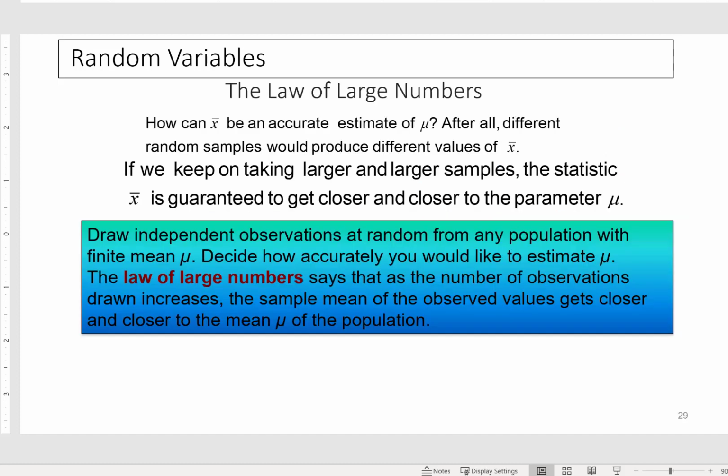How can X bar be an accurate estimate of mu? How is that possible? Well, after all, different random samples, as we know, will give us different values of X bar. But if we keep taking larger and larger samples, the statistic X bar is guaranteed to get closer and closer to the parameter mu. And why? By the law of large numbers. It says that as the number of observations drawn increases, in other words, the more and more times we do something, the sample mean of the observed values gets closer and closer to the mean of the population. And remember, mu is just the symbol for the population mean.